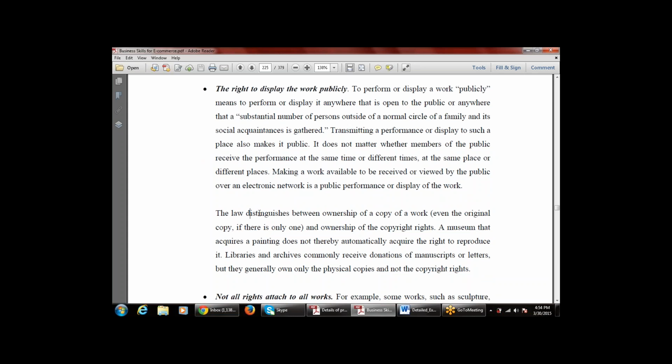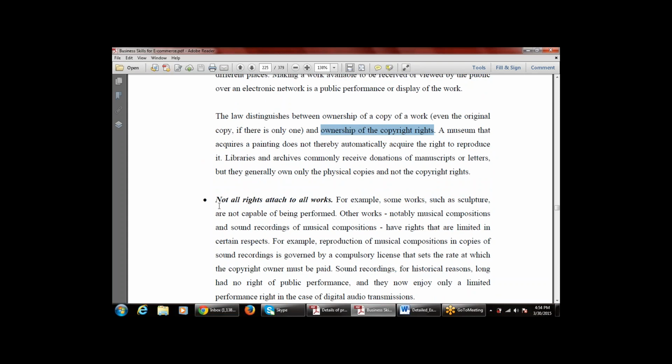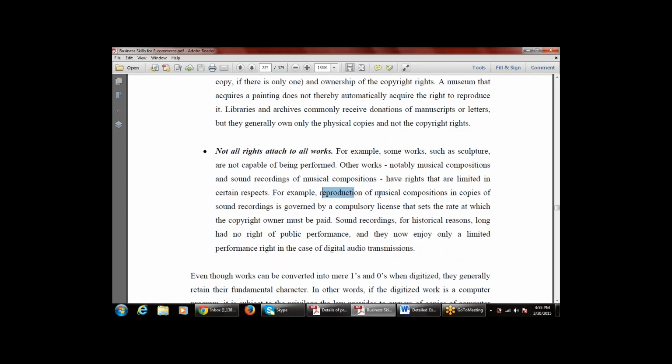The law differentiates between the ownership of a copy of a work and the ownership of the copyright rights. Then, not all rights attach to all works. For example, some works such as sculpture are not capable of being performed. Other works, such as a musical composition and a sound recording of a musical composition, have rights that are limited in certain respects. For example, reproduction of musical compositions in copies of sound recordings is governed by a compulsory license that sets the rate at which the copyright owner must be paid. So not all rights attach to all works.